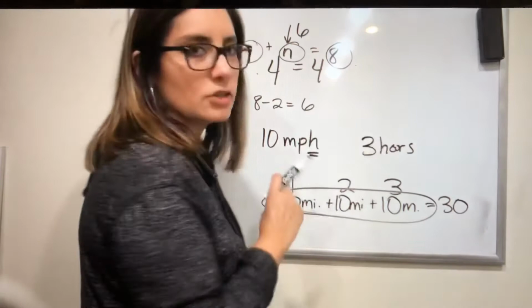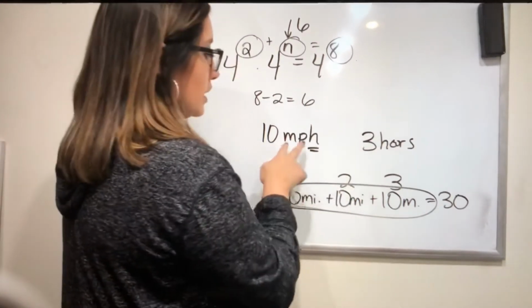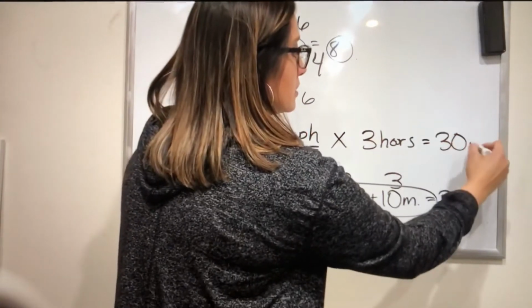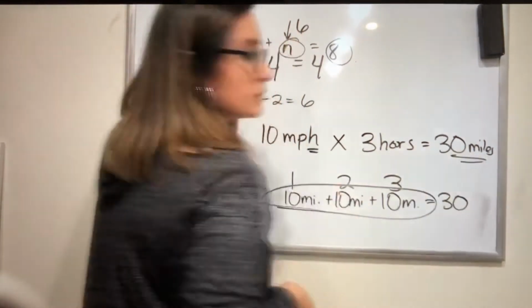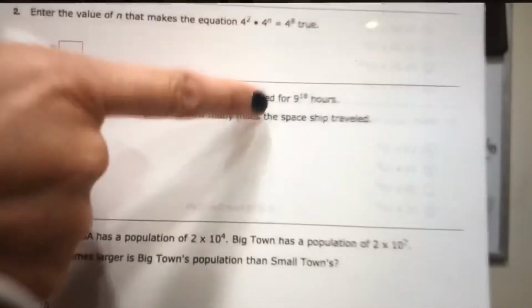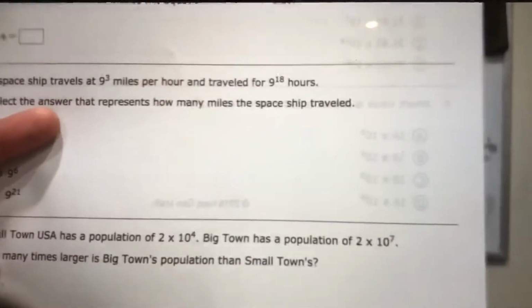So this is the basic understanding of it. If you want a shortcut, you take the speed, you multiply the time, and you get the distance, 30 miles. So that's what you have to do for this problem. You have the speed, multiply with the time, and you get your distance.